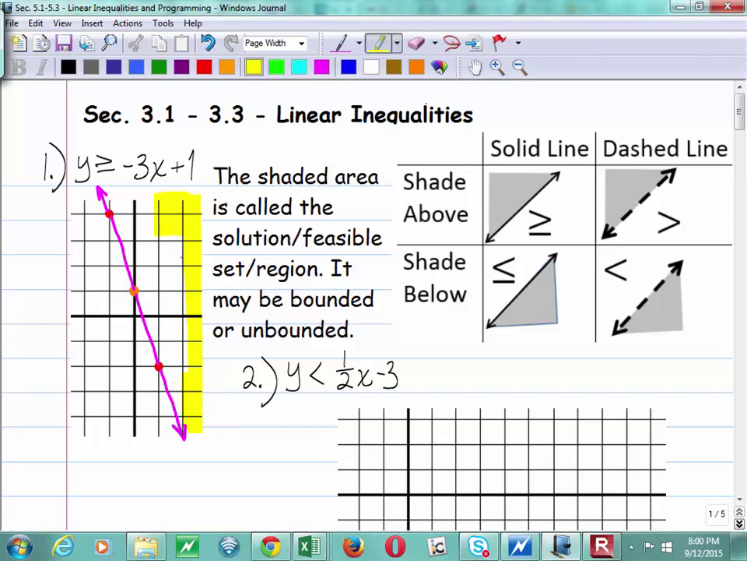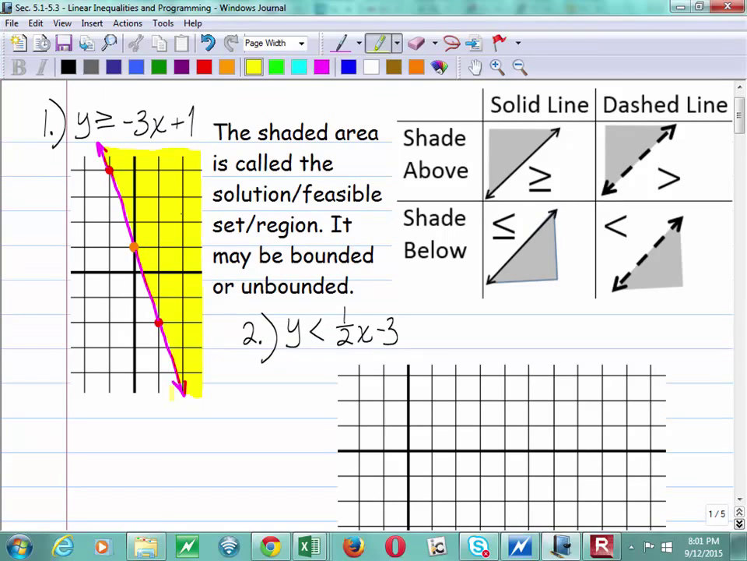If you look at the examples in the homework, they're going to tell you a more complicated way of figuring out where to shade it, like picking a point and plugging it in and seeing if it's true. That's fine if you want to do it that way, but to me this is a lot easier. I just know that it's greater than, so I shade above the line, as if the line was a staircase. I'd be shading on top of the stairs.